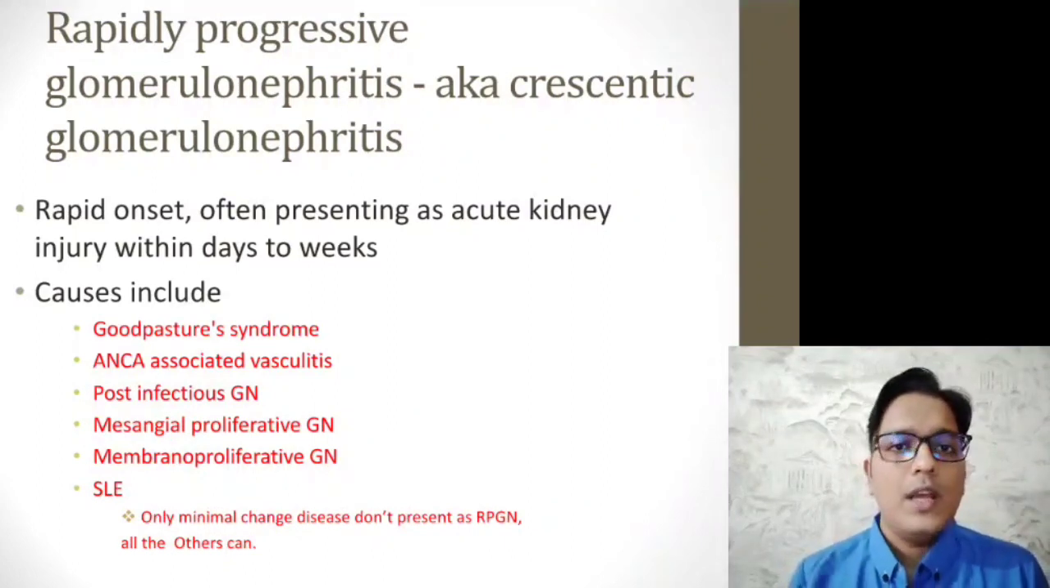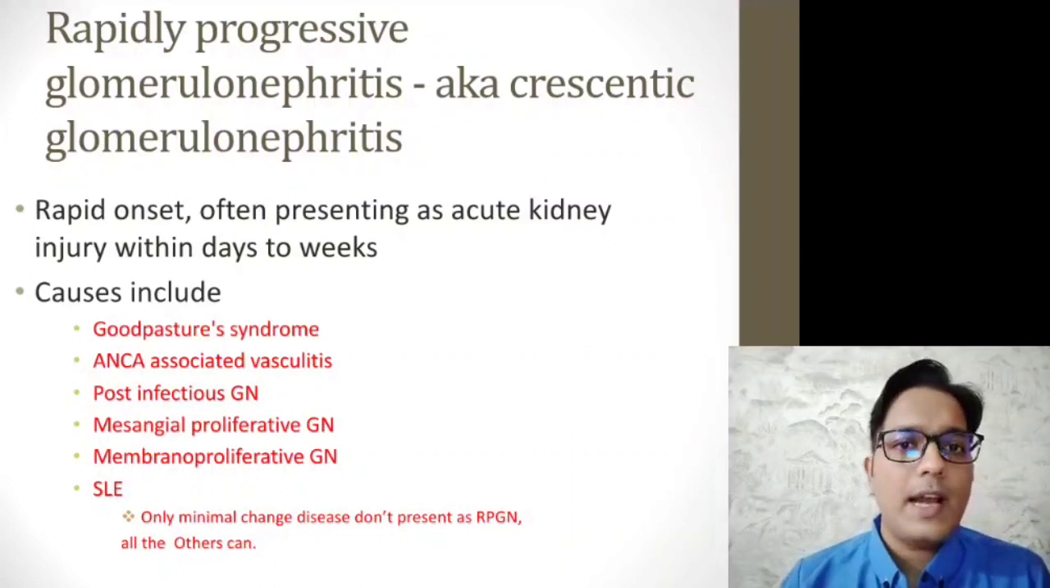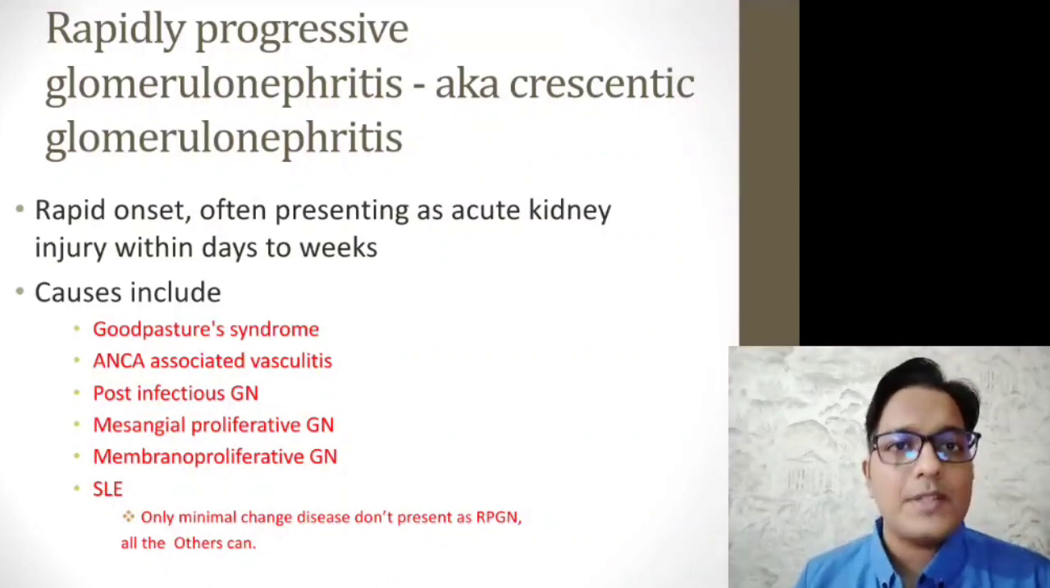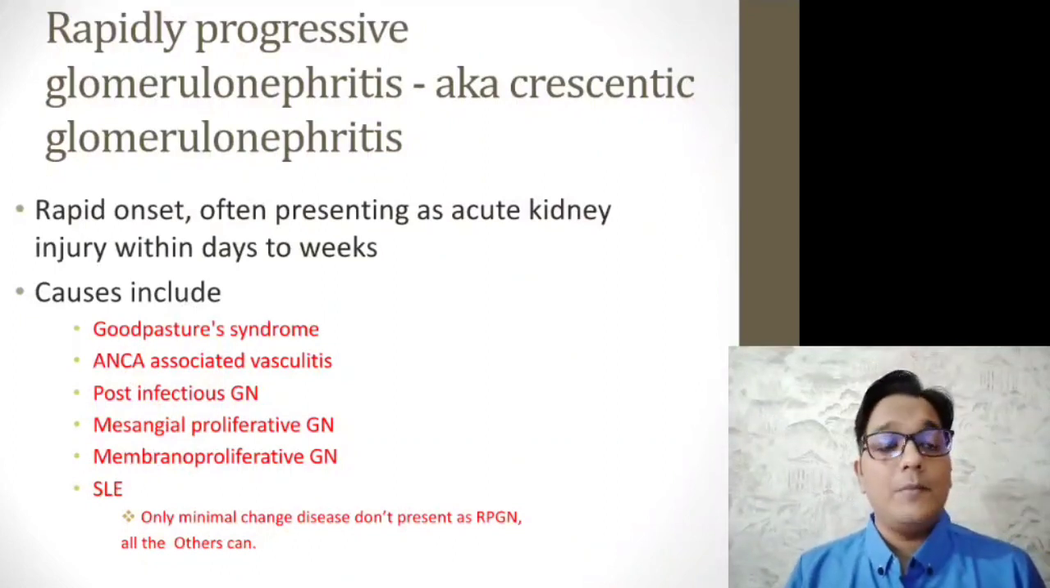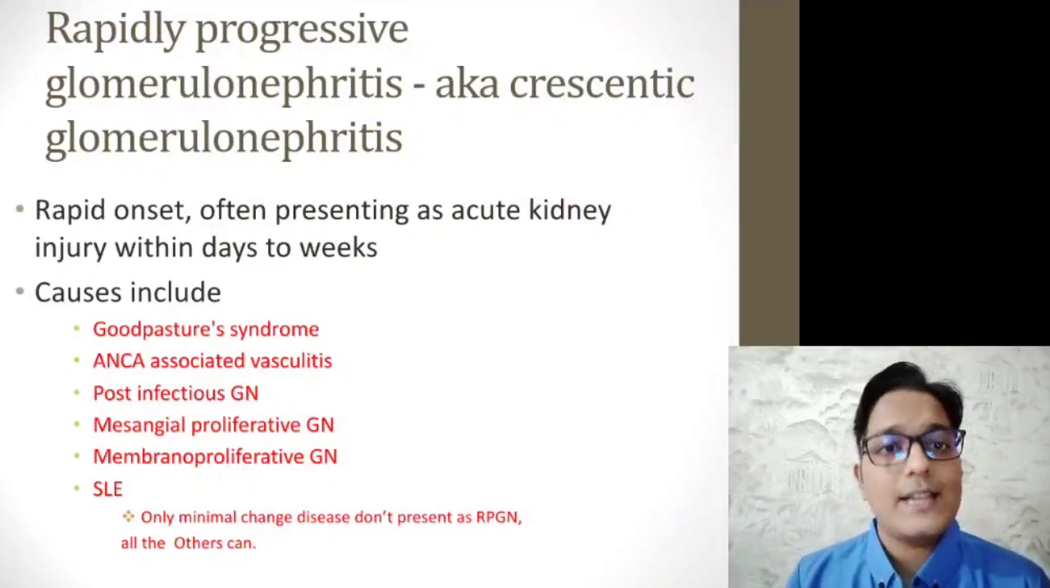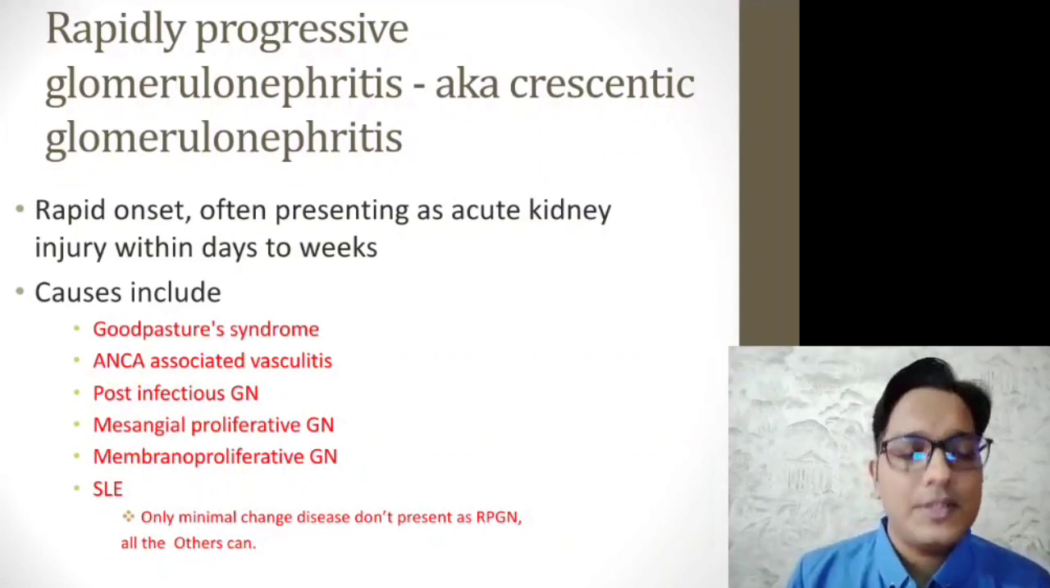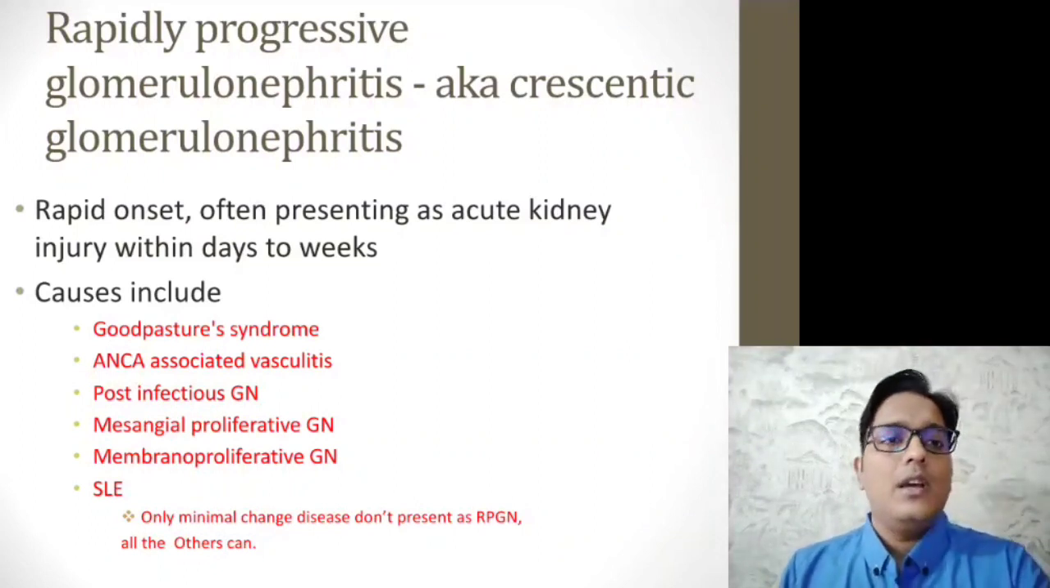What are those? Mainly Goodpasture syndrome, ANCA-associated vasculitis, post-infectious glomerulonephritis, mesangial proliferative glomerulonephritis, membranoproliferative glomerulonephritis, and SLE. These all can present as rapidly progressive glomerulonephritis. The most important are Goodpasture syndrome and ANCA-associated vasculitis. These two are more common as a presentation of rapidly progressive glomerulonephritis.